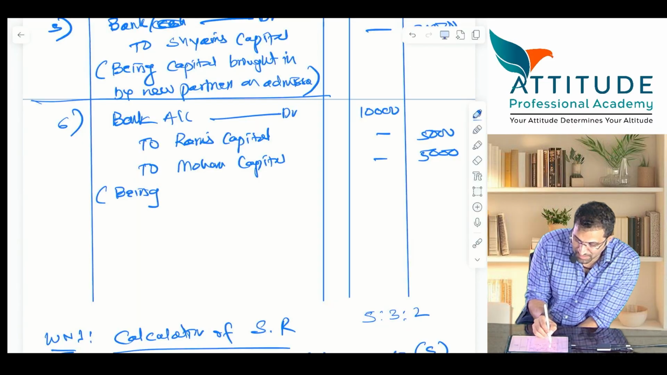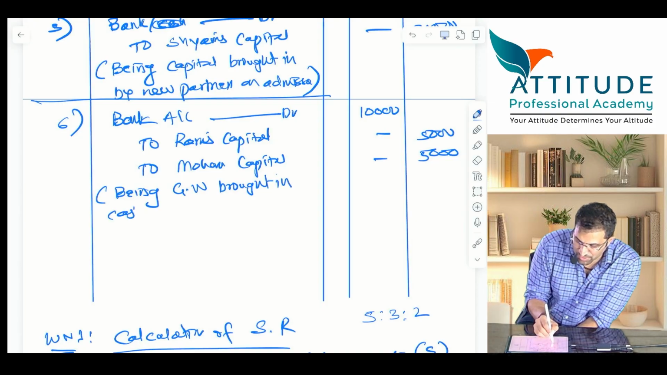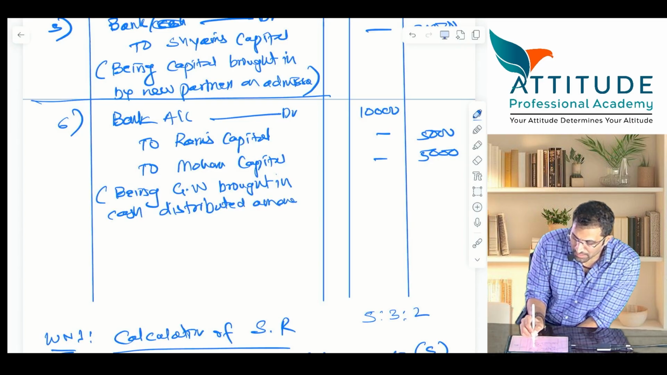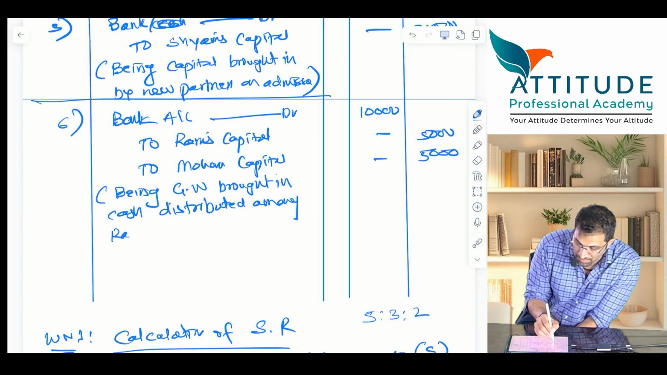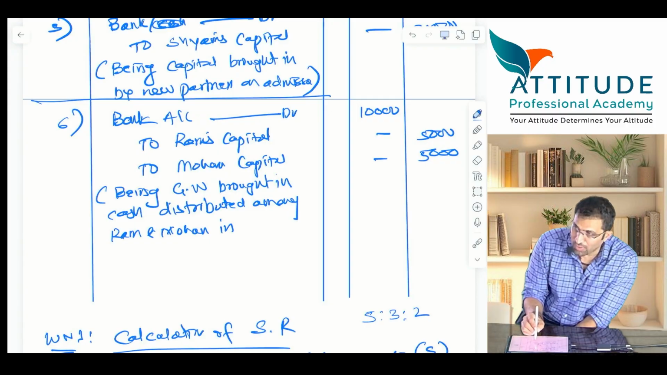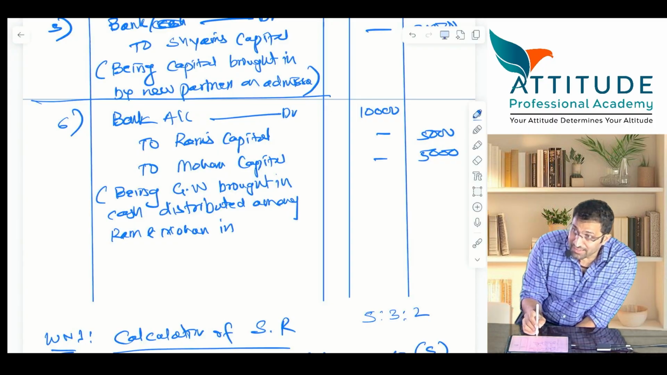Being goodwill brought in cash, distributed among Ram and Mohan in sacrifice ratio.